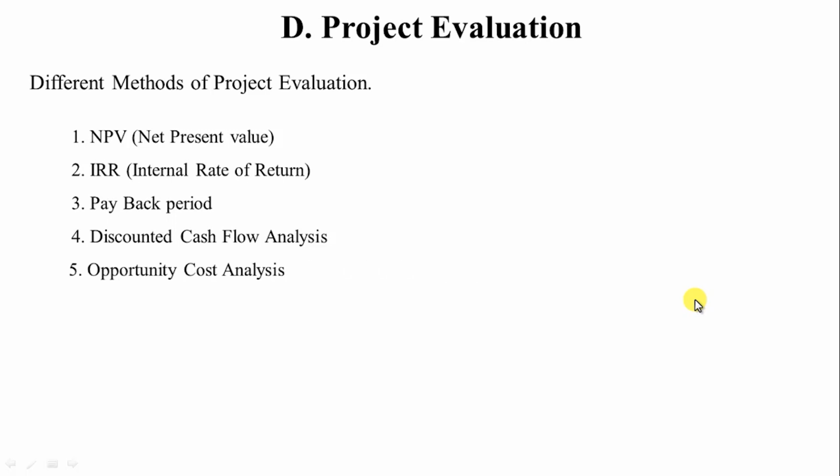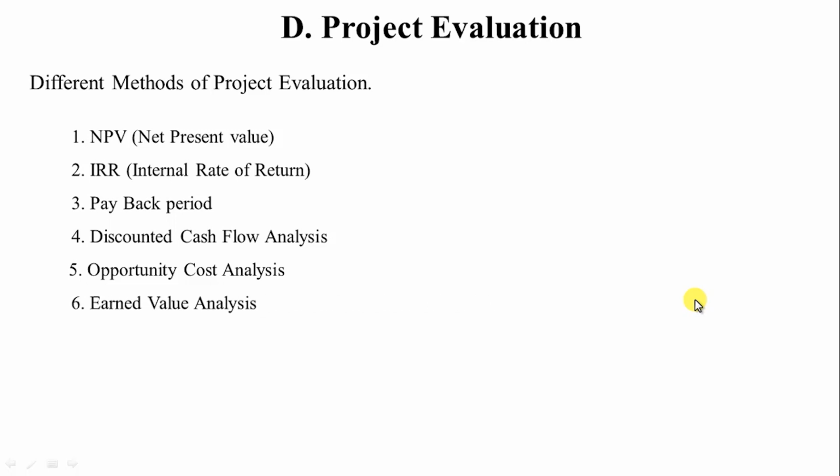The fifth method is the opportunity cost analysis. Now, this is not exactly a project evaluation method, but it's a good concept for you to be aware of: how do you define the incremental cost, the opportunity lost when you take up the other project, and what is the incremental gain by taking up the opportunity or the existing project which you are carrying right now.